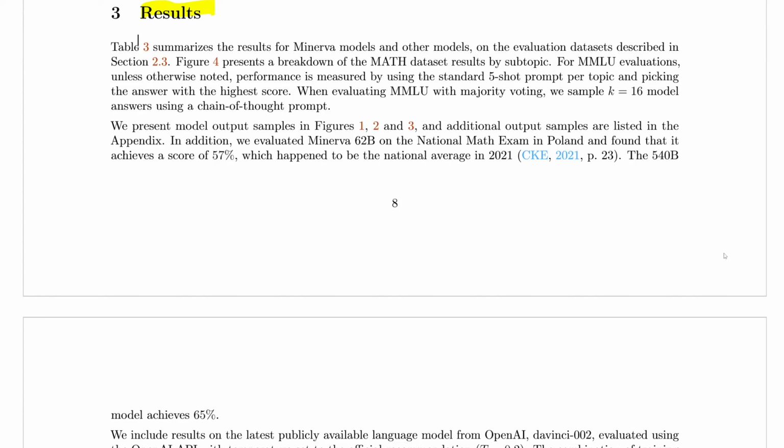The first thing the results look at are the math data set and the MMLU evaluations. When they do this evaluation, they do a 5-shot prompt per topic. Each of these math and MMLU data sets is split up into different types of topics like physics or engineering. I guess engineering is a bit broad, but you know, that sort of thing. By 5-shot prompt, what they mean is that when they're prompting the model to get an answer, they'll give it some context. So the context will look something like this.